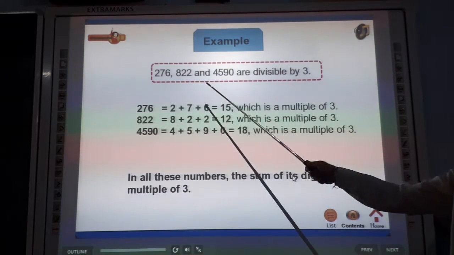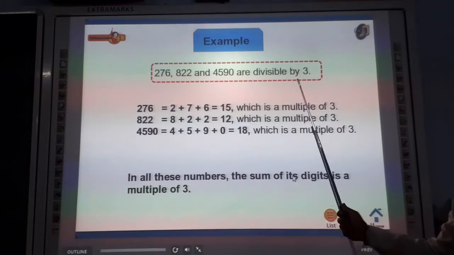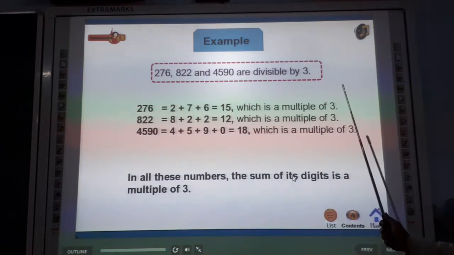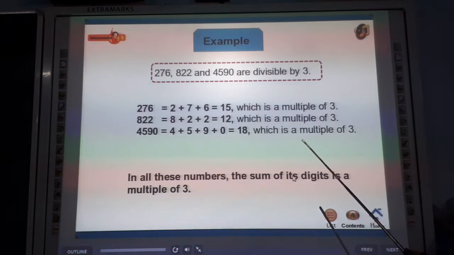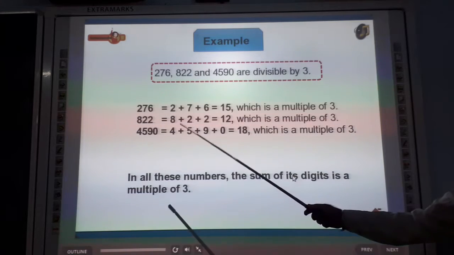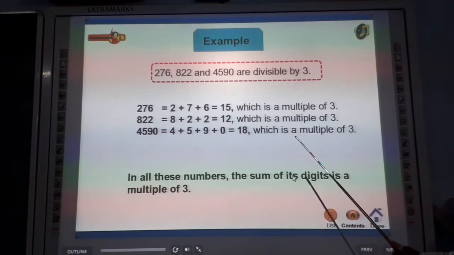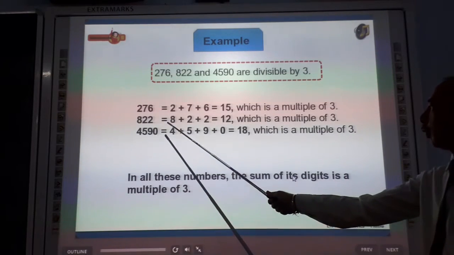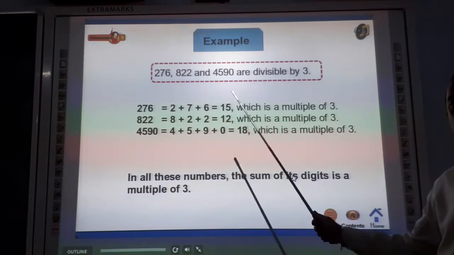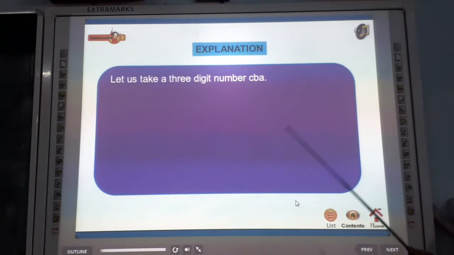822, the sum of the digits is 8 plus 2 plus 2, which is 12, and 12 is also divisible by 3. So 822 will also be divisible by 3. In the same way, the next number 4590, the sum of the digits is 18, which is divisible by 3. So the complete number 4590 is also divisible by 3. Now the explanation.